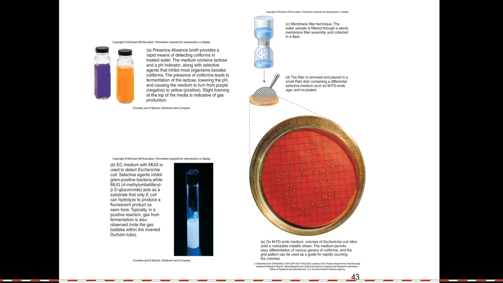Just an example of some of the tests that we have talked about. This particular one here, here's our membrane filter technique, where we would put a filter between these two collection ports. We would run the water sample through the filter, and then we would actually plate this filter and count the number of colonies on the grid of that filter paper to get an idea of the number of waterborne pathogens in that sample. So that is the end of our information for Chapter 26.